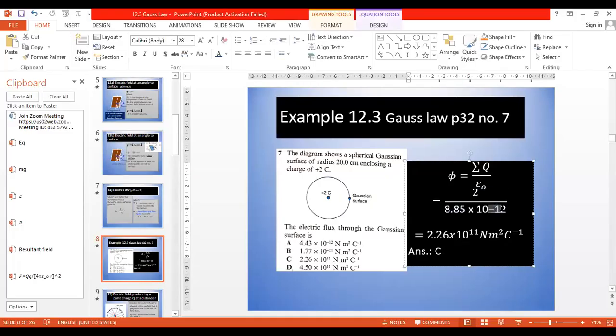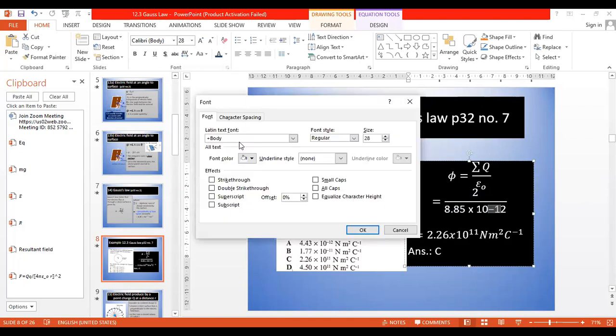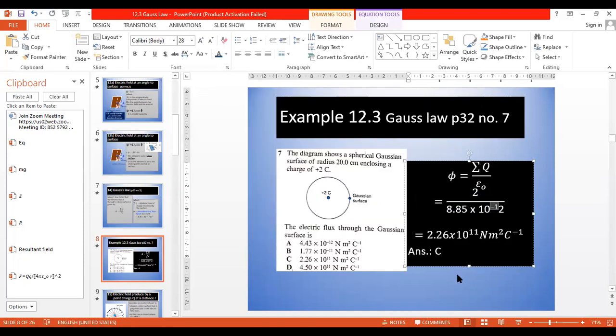The answer is 2.26 times 10 to the power 11. Good. That's why I say you have to do the questions, then you can know how to apply it. Effort. No shortcut.